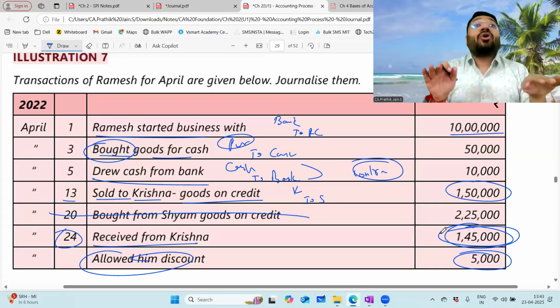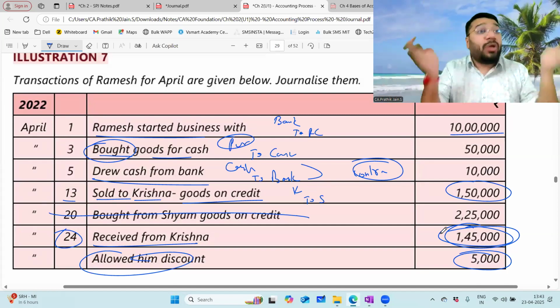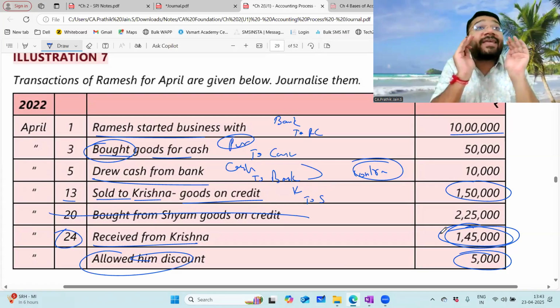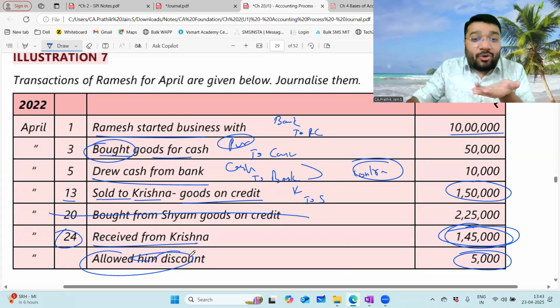How much is balance in Krishna's account? 5,000. So if you don't close Krishna's account by full 150, by mistakenly, let's suppose you're closing Krishna's account only by 145. Again, your balance sheet will scream, receive 5,000, 5,000, 5,000. Will you receive? No, because discount is already given.